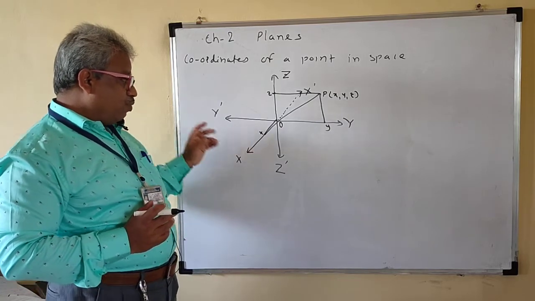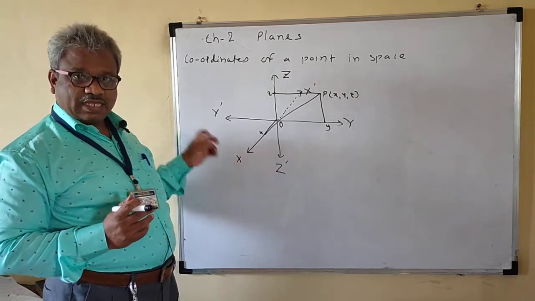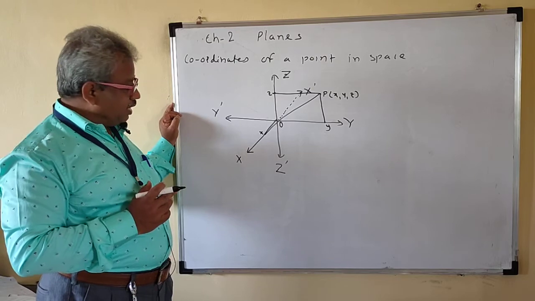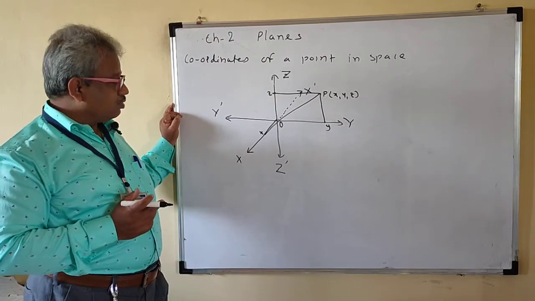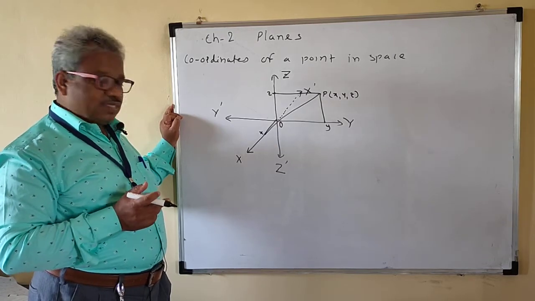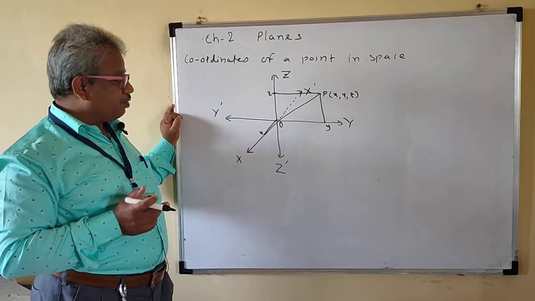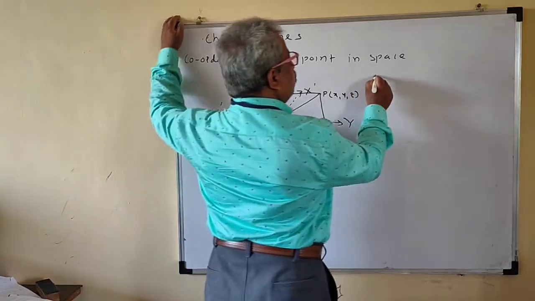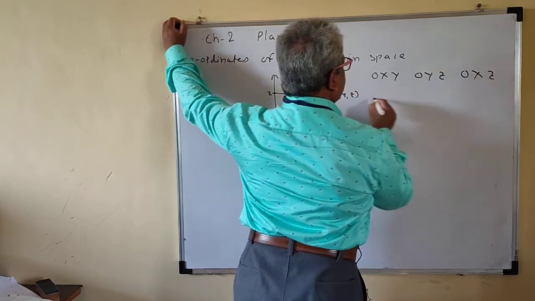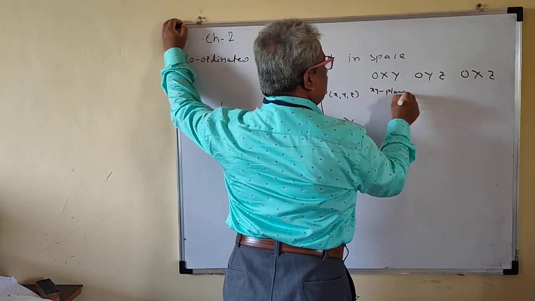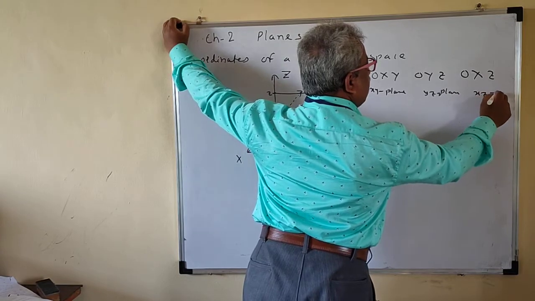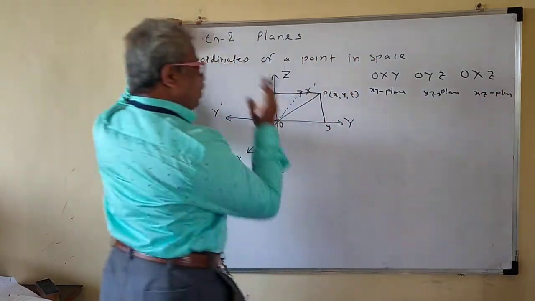A plane which contains the x-axis and z-axis is called the XZ plane. The plane containing the x-axis and y-axis is called the XY plane, and the one containing the y-axis and z-axis is called the YZ plane. So these are the three planes: OXY, OYZ, OXZ.